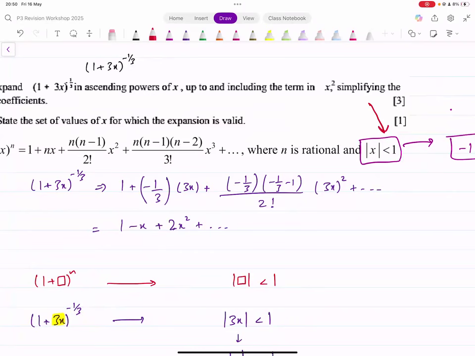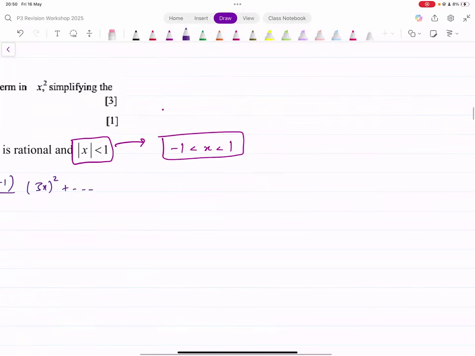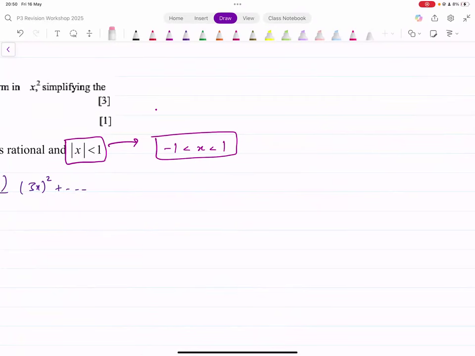The modulus of x has to be less than 1. This formula is only valid when the modulus of x is less than 1. Now, what does that mean? Modulus of x less than 1? That's the same thing as saying x is between minus 1 and 1. Right? You can write it both ways. You can say modulus of x is less than 1 or x is between minus 1 and 1. They are equivalent.